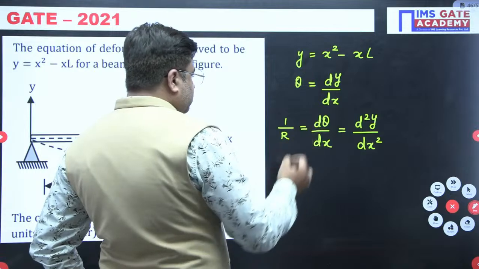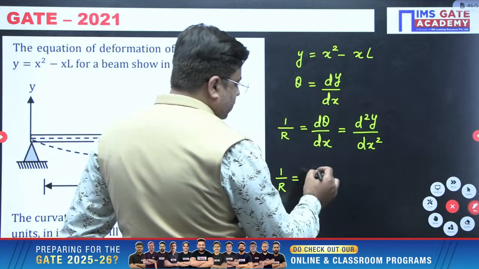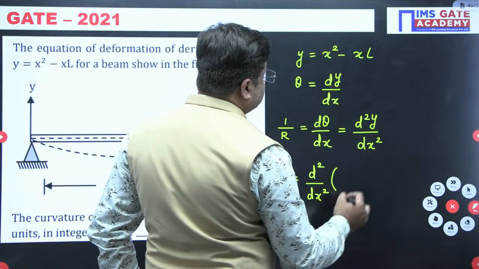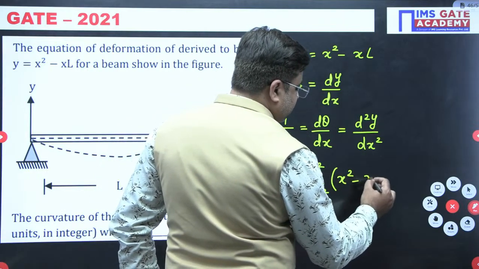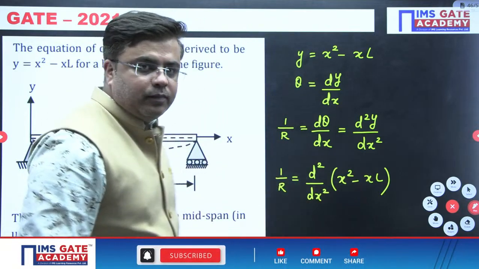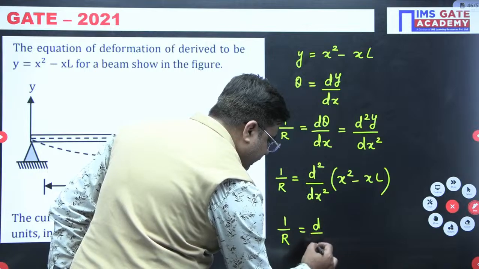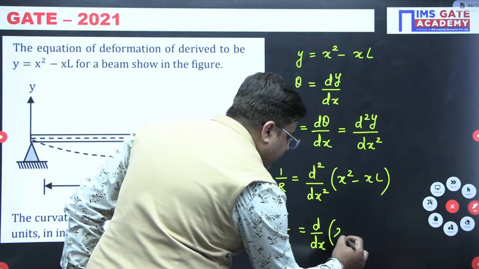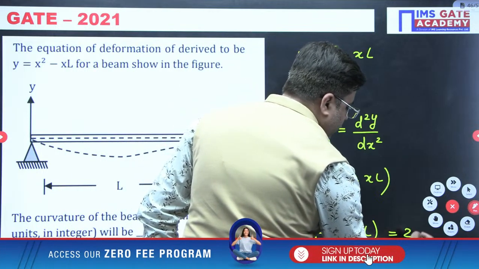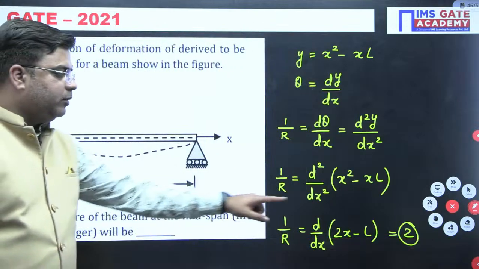Okay. Just do d2y by dx square. So 1 by r is equal to d2 by dx square of y, and y is how much? x square minus 2l minus xl, right? So when you do dy by dx, this will be 2x minus l. So 1 by r is equal to dy by dx of 2x minus l, and dy by dx of 2x minus l will be equal to 2. So anywhere over the beam, the curvature is 2. Anywhere over this beam, the curvature is 2.